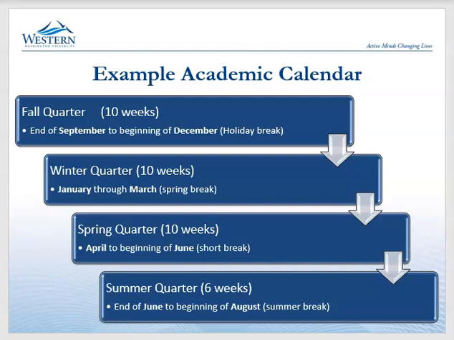The winter quarter starts in January and goes through March, and then there's a spring break. Spring quarter runs from April to the beginning of June, and then there's a short break before the summer quarter, which is a 6-week session, so that's pretty short, and that goes from the end of June to the beginning of August. So that means that summer break is most of the month of August and about half of September.